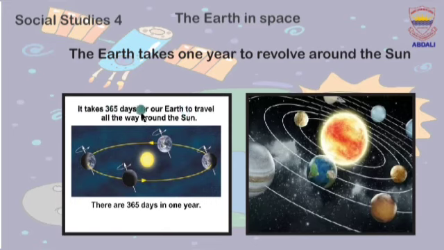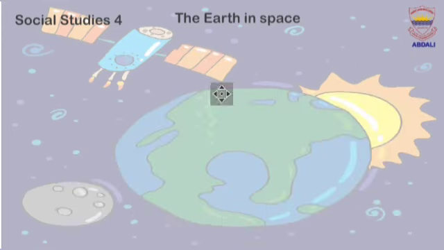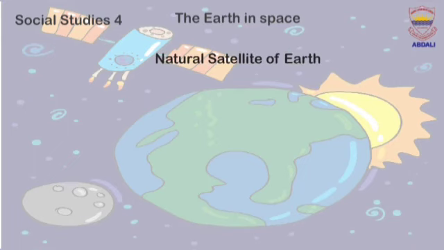Okay. I'm giving you two options. Your answer will be 24 hours or 365 days. What will be your answer? Yes, your answer will be 365 days or a year. The earth takes 1 year to complete one revolution.